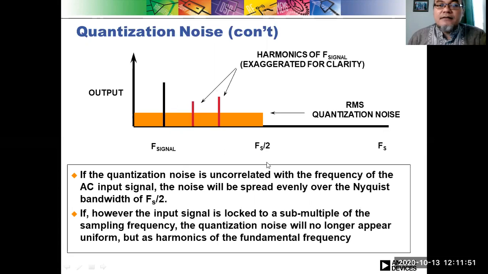Then the RMS of the quantization noise will be spread evenly after you do the fast Fourier transform. Still remember, I hope, what the fast Fourier transform is. If, however, the input signal is locked to a submultiple of the sampling frequency, the quantization noise will no longer appear uniform, but as harmonics of the fundamental frequency of that signal. Okay.